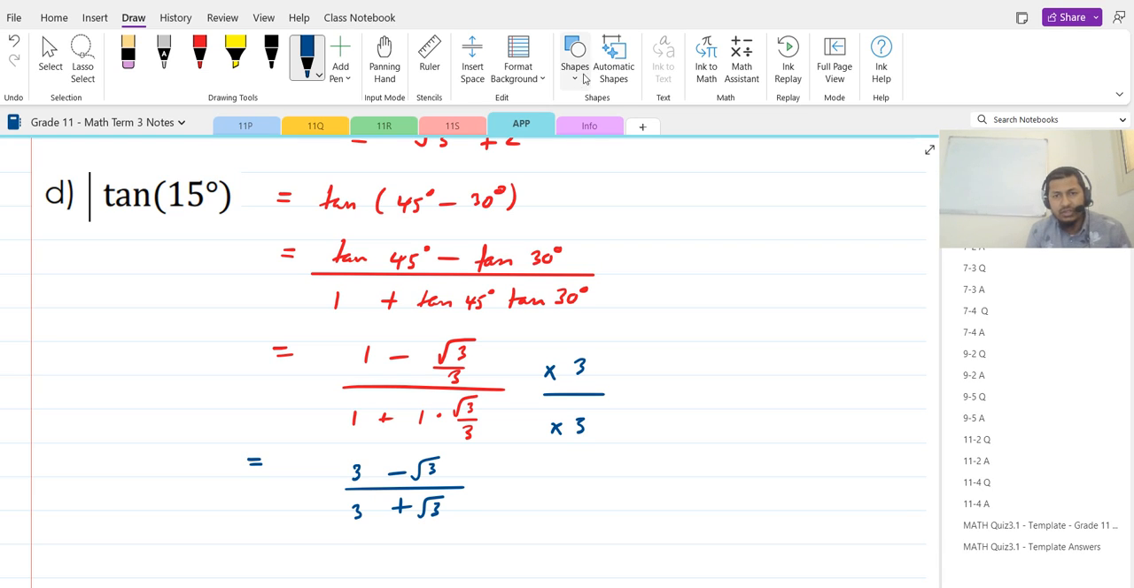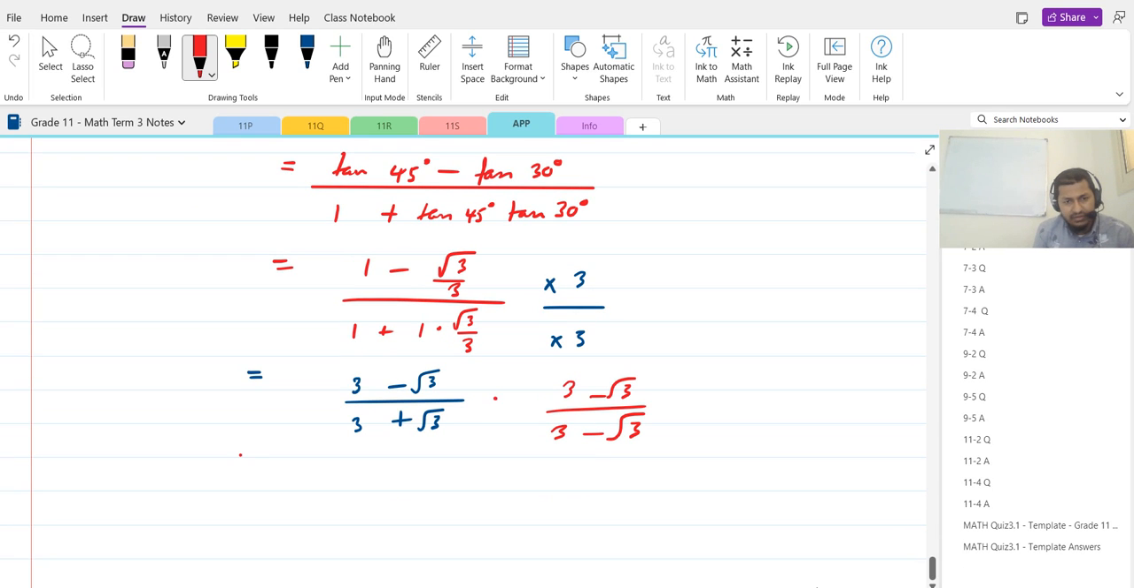Now what we can do is we can use a conjugate and simplify. So 3 minus root 3, 3 minus root 3, and now simplify. 3 times 3 is 9. 3 times negative root 3 is negative 3 root 3. Negative root 3 times 3 is negative 3 root 3. Negative root 3 times negative root 3 is positive 3.